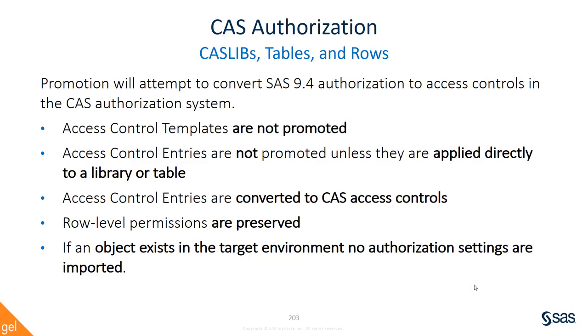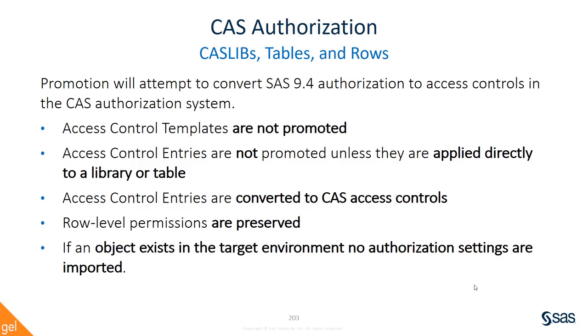In terms of CAS, a different authorization system, promotion is going to try to convert SAS 9.4 authorizations to CAS access controls. Again, access control templates are not promoted, so it's coming from the same authorization system in 9.4 as general authorization, it's just they're split in Viya. Access control entries are not promoted unless they're applied directly to a library or a table. So if you had set up your 9.4 authorization to have your libraries and tables inheriting permissions from the folders, it's not going to be promoted.